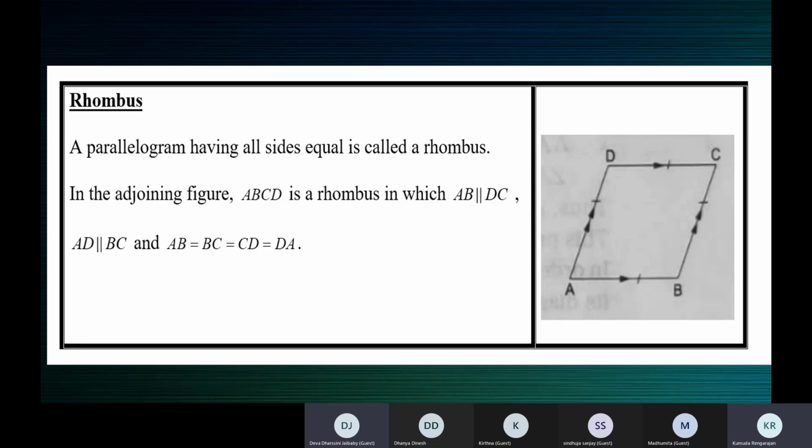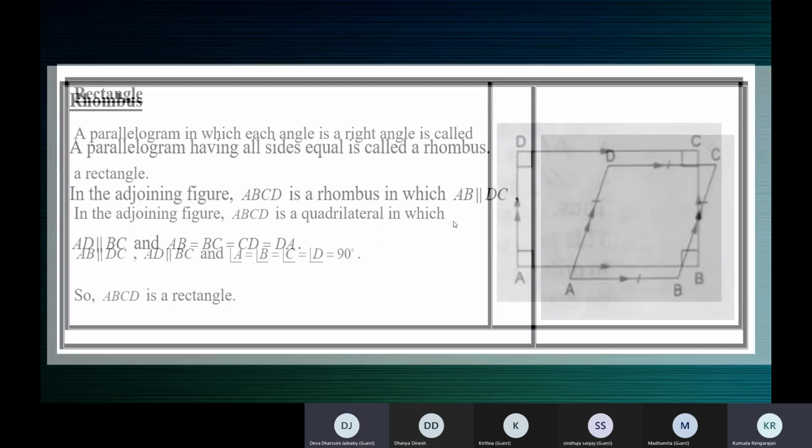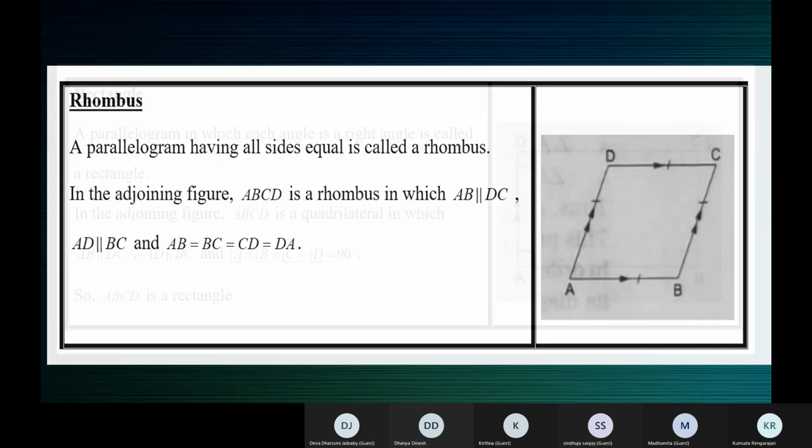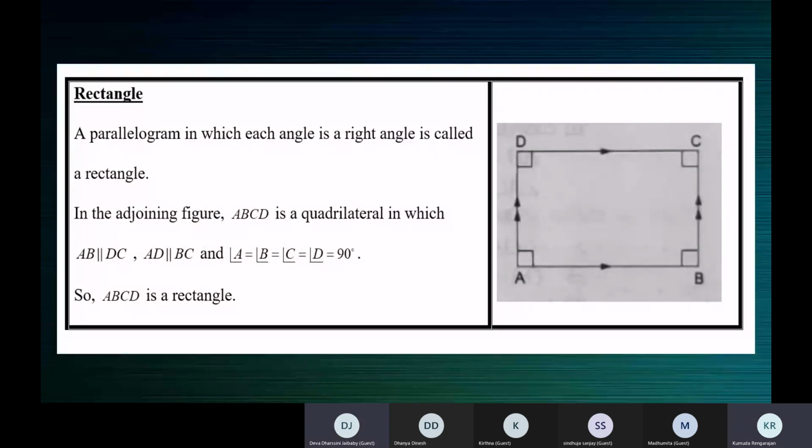Ma'am, while you were saying the properties for the parallelogram, my internet was poor, ma'am. Can you repeat the points, ma'am? I think you can use a recording, Devadarshini. Okay, ma'am. Yeah, you can use a recording. I'll share it today. Okay, ma'am. Because even Madhumita had the same issue. Okay, ma'am. Yeah.